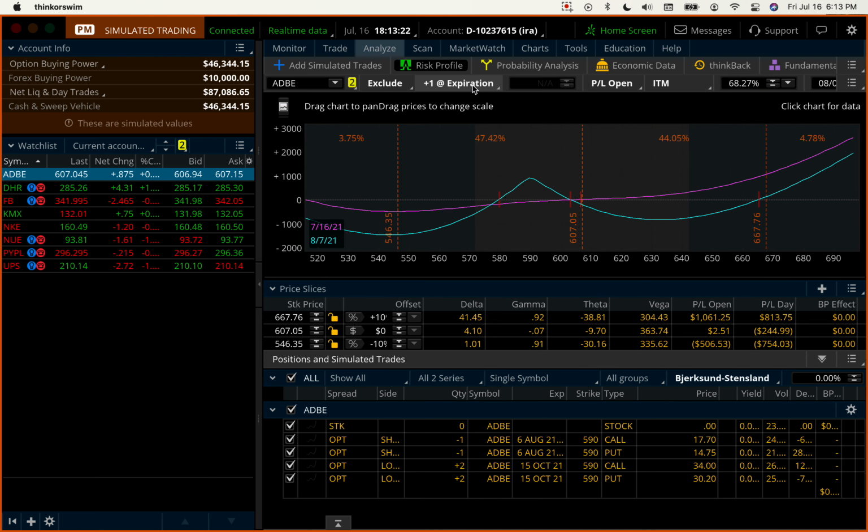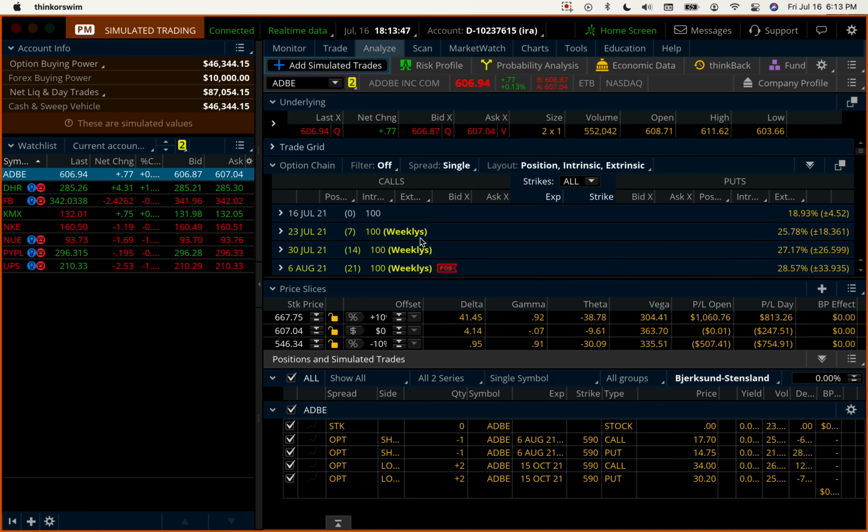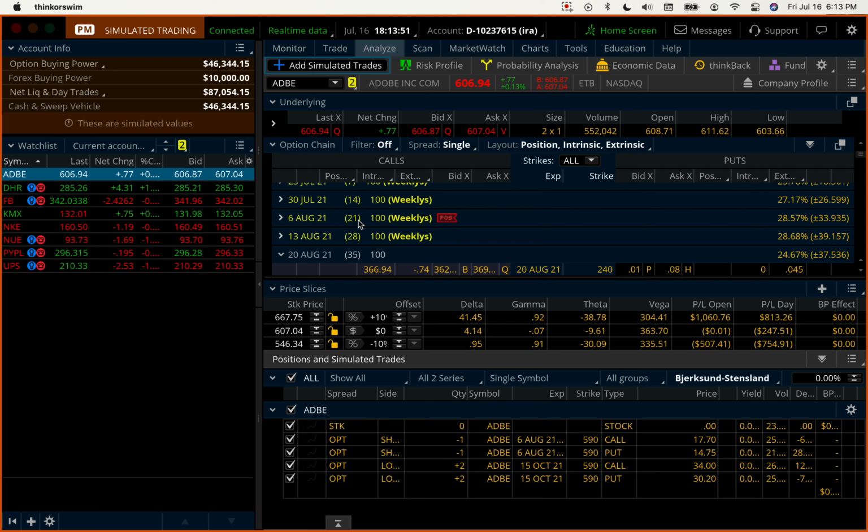This is the Analyze tab, the risk profile, and that's the Adobe trade. You can see that August is the expiration of the front month short options, and the back month is the October 15th. What I usually say is, we have plenty of time here for the August. In fact, you can say add simulated trades, and that shows you your current position is 21 days to go.